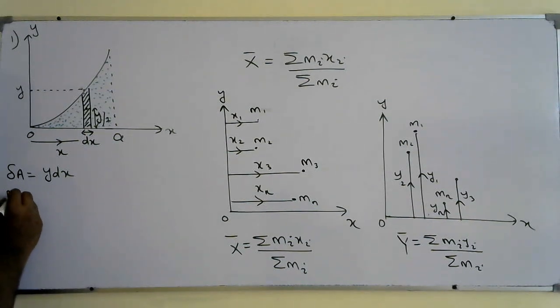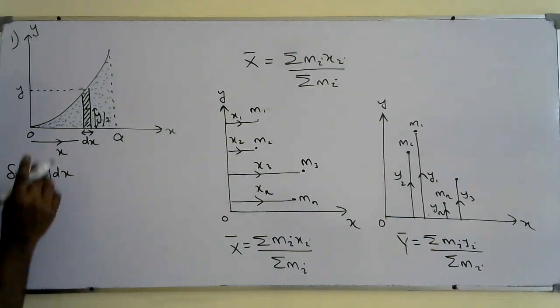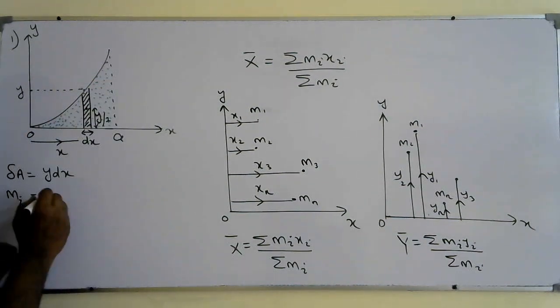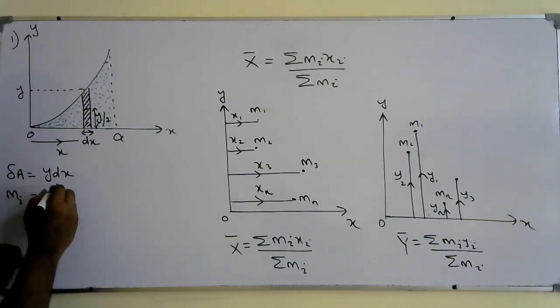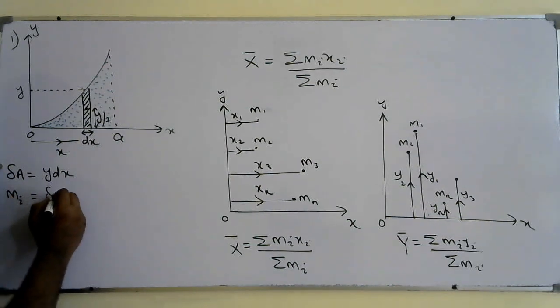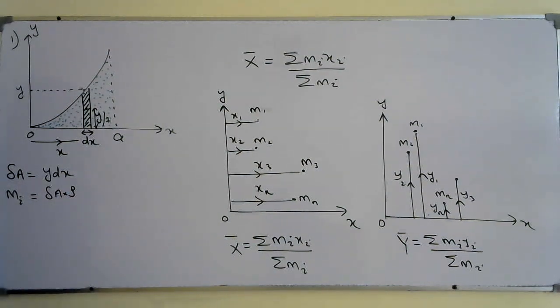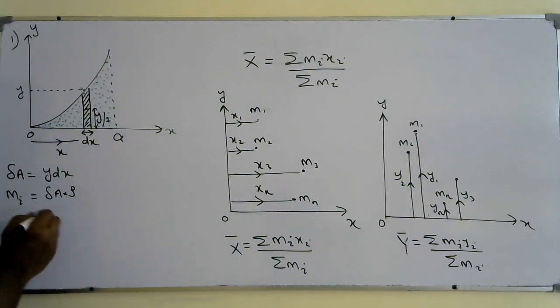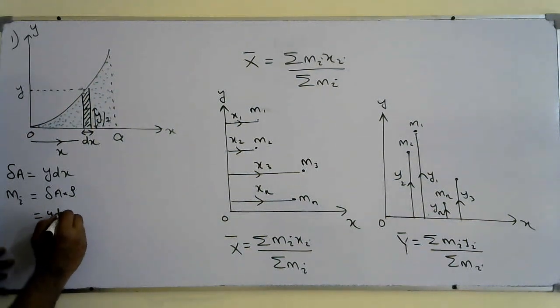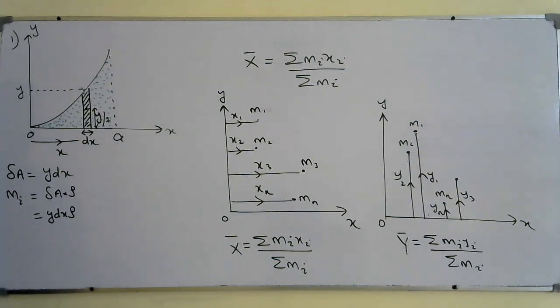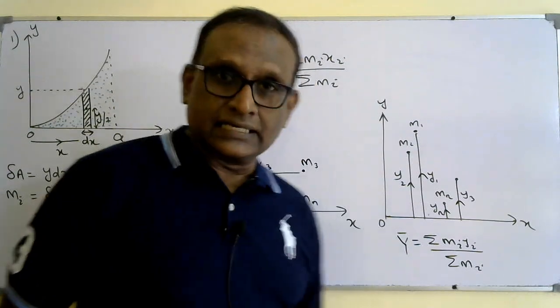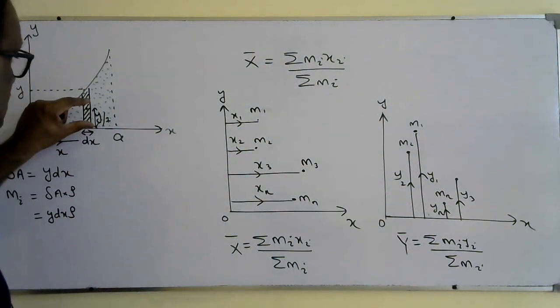So the mass of this strip, I can call delta m or mi. That is the ith strip. I can fill the whole area by several strips like this. So mi is equal to its area into density, that is delta A times rho. Rho stands for mass per unit area. This is a two-dimensional diagram. So that will be y dx into rho. Okay, so the center of mass of this particular strip that I consider is at a distance y by 2.